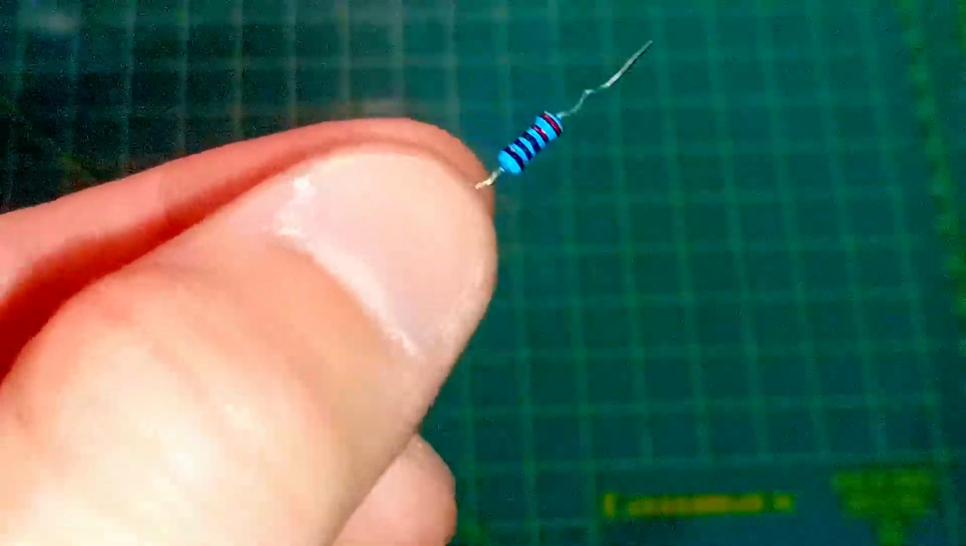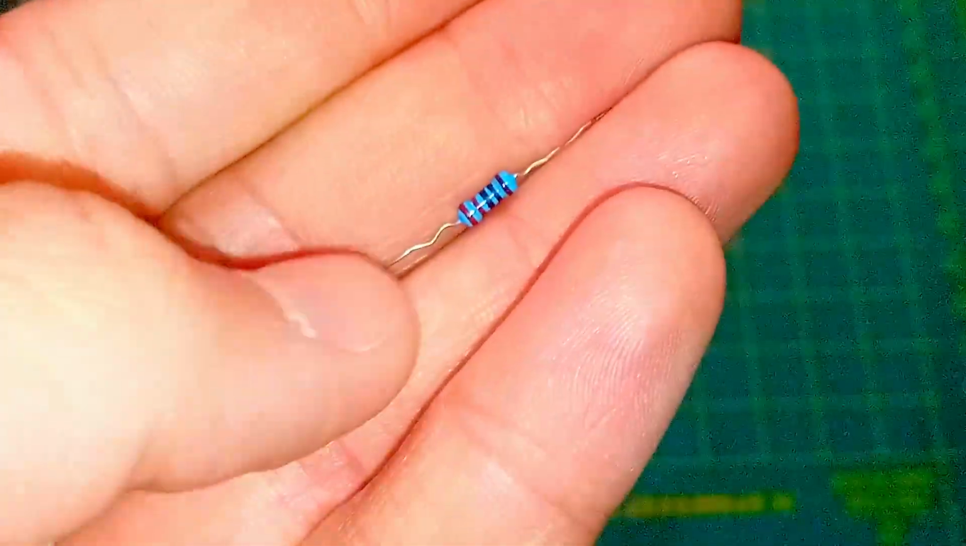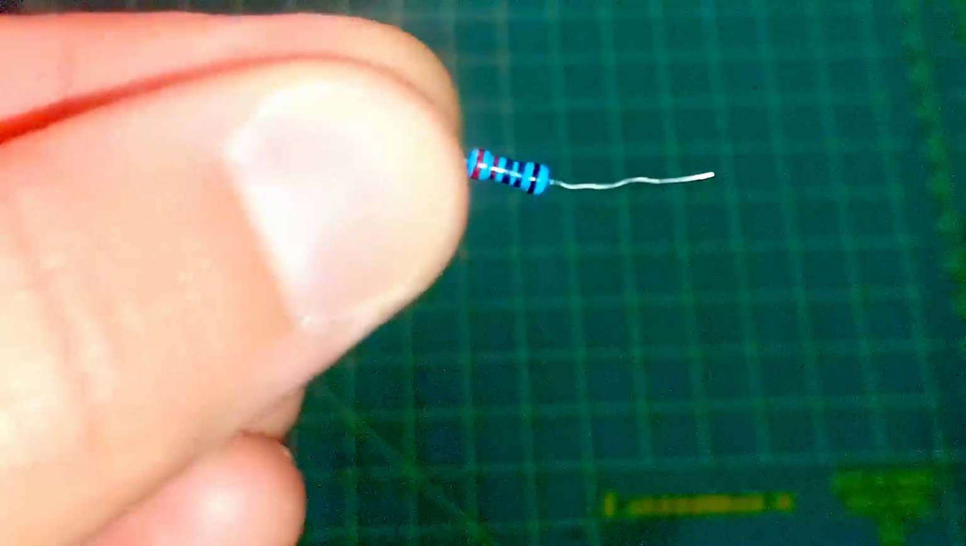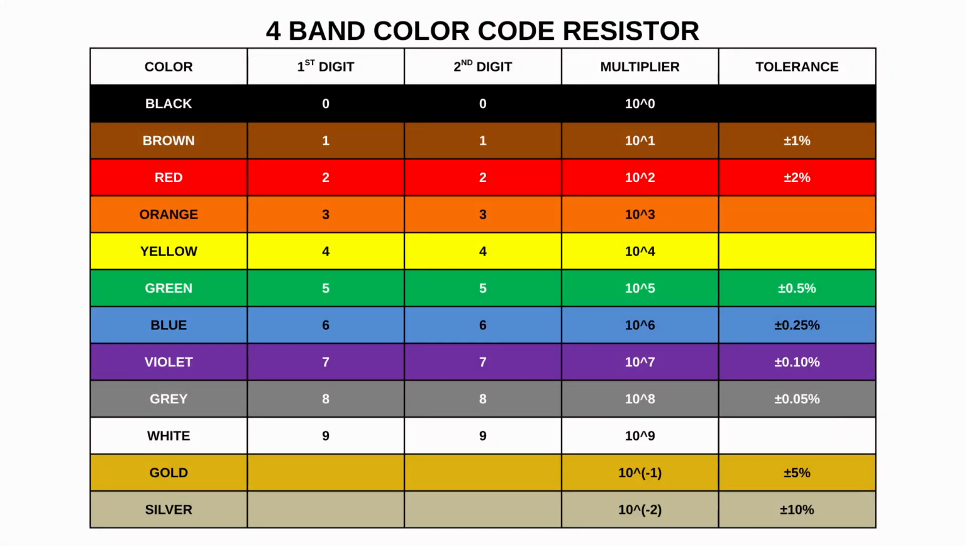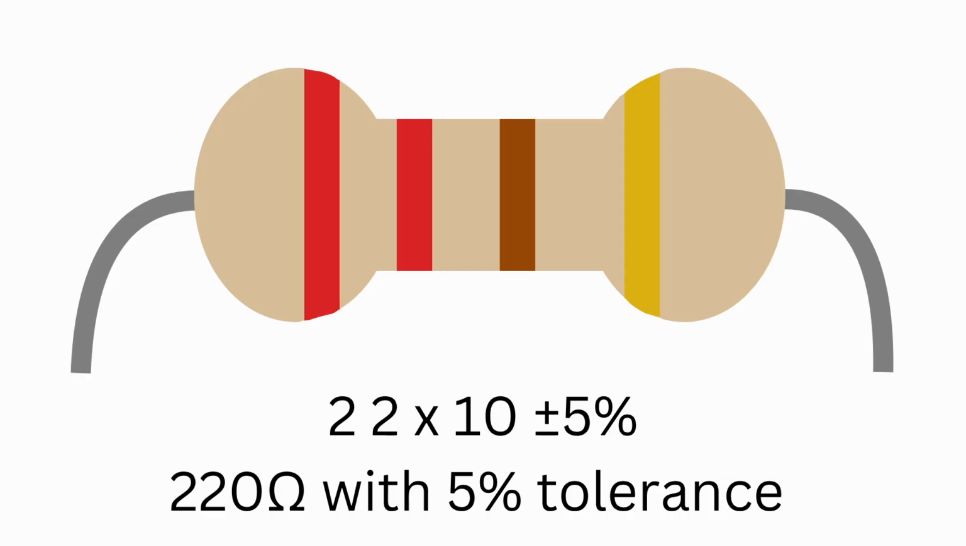Most resistors use a color code to indicate their value. The colored bands represent digits, a multiplier, and sometimes tolerance. There are two common types: 4-band and 5-band resistors. 4-band resistors: first band means first digit, second band means second digit, third band means multiplier, and the fourth band means tolerance. For example, a resistor with red, red, brown, gold means 22 times 10 and a tolerance of 5%. This is a 220 ohm resistor with a 5% tolerance.